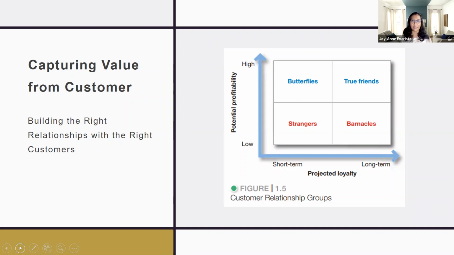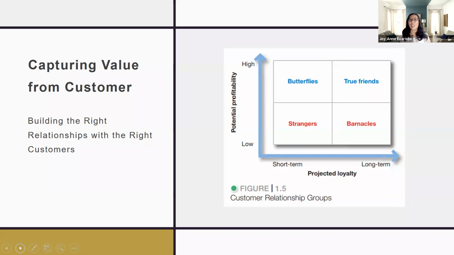And then we also have the butterflies. Butterflies are profitable customers, but they are not loyal. So, for example, those who buy coffee, but they are not loyal as to where they will buy it, so they will just get it where it is more convenient. So those are the butterfly customers. These are the customers that you would want to become loyal, or become true friends.